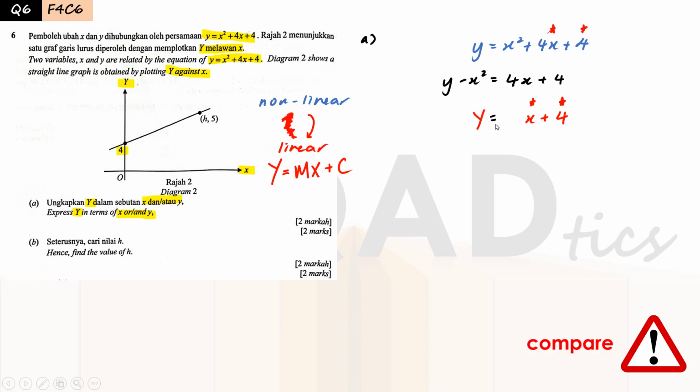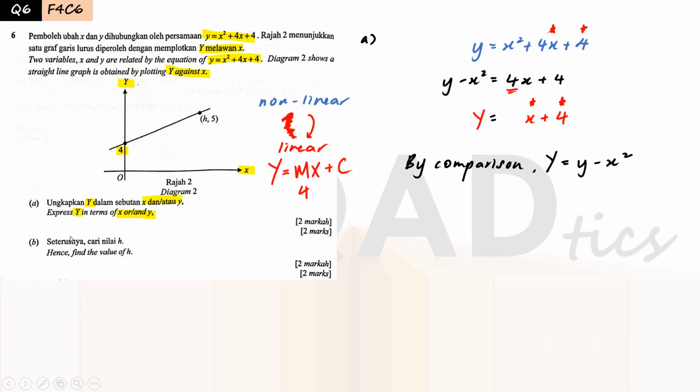Okay, so if we compare these two equations, we can easily see that the big Y would be small y minus x squared. And by comparing, we can also figure out the gradient here, which is 4. So the big M here is 4.